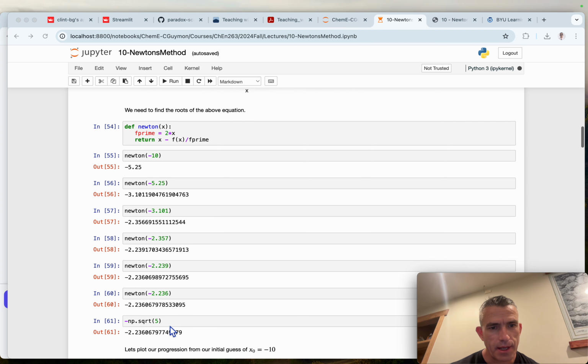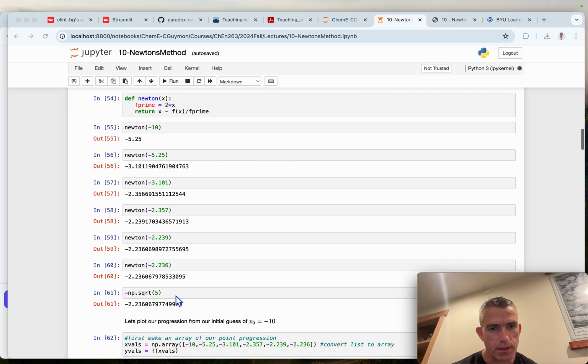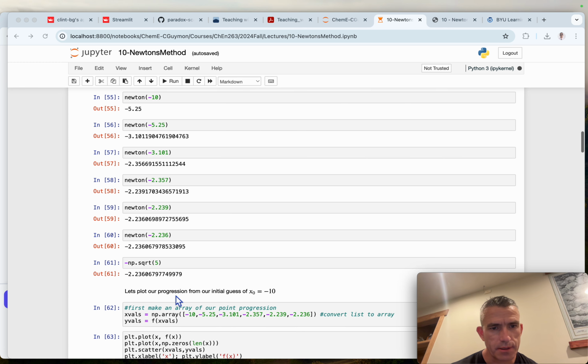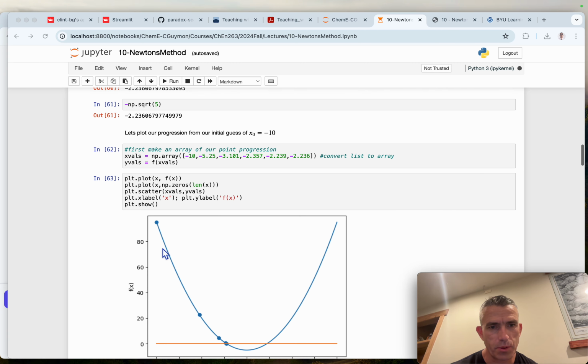2.236, and is that equal to the square root of 5, which would be the solution? And you can see it's really close. And that's with only 10 or so iterations. So we're just going to plot those points as we move down. So you can see those right there.